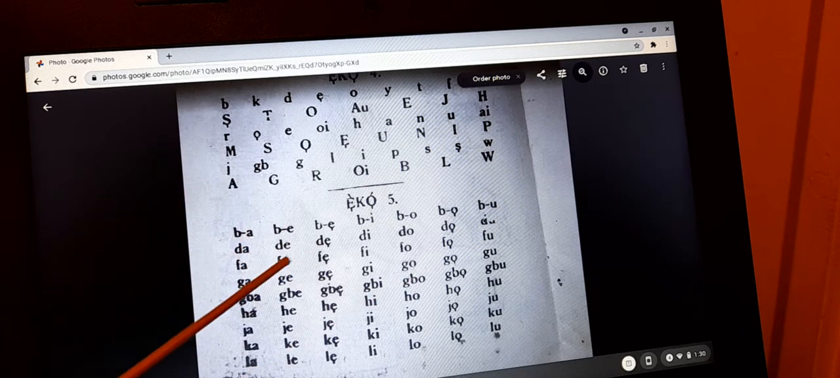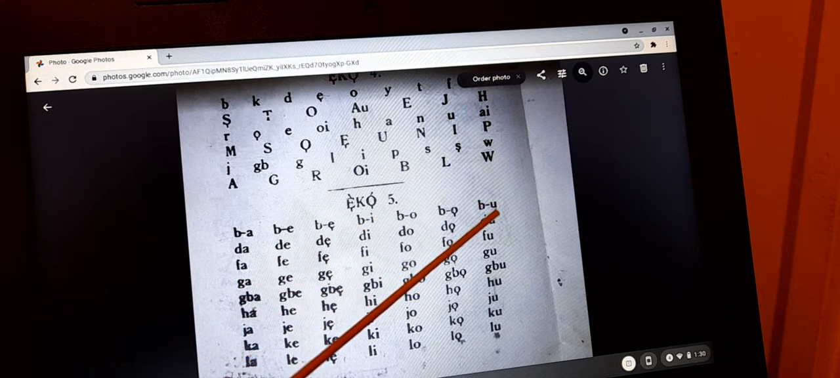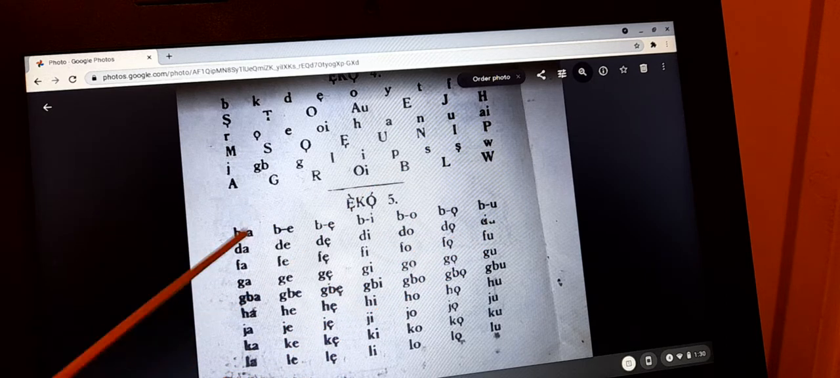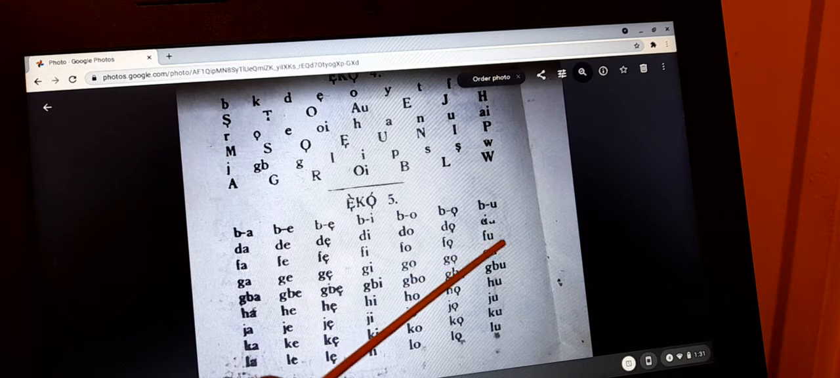consonant ohun la ka so e je ka bere ba be be bi bo bo bu da de de di do do du fa fe fe fi fo fo fu ga ge ge gi go go gu gba gbe gbe gbi gbo gbo gbu ha he he hi ho ho hu ja je je ji jo jo ju ka ke ke ki ko ko ku la le le li lo lo lu.